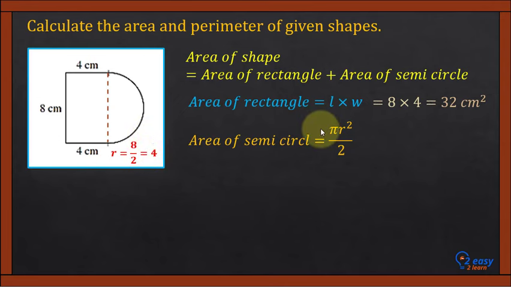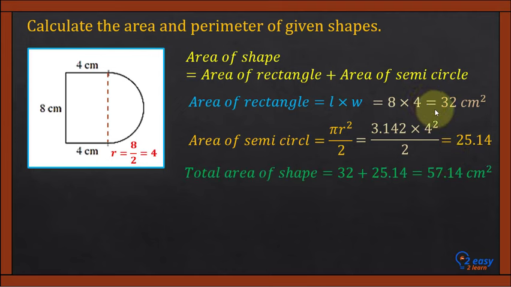So we should apply this in the formula. The value of pi is 3.142 times radius 4 squared, divided by 2. Calculate it. The value of area of semicircle is 25.14 centimeters square. Now add both values. Total area of shape is 32, which is area of rectangle, plus 25.14, which is area of semicircle. So total area of this shape is 57.14 square centimeters. Now let's solve the perimeter of this shape.